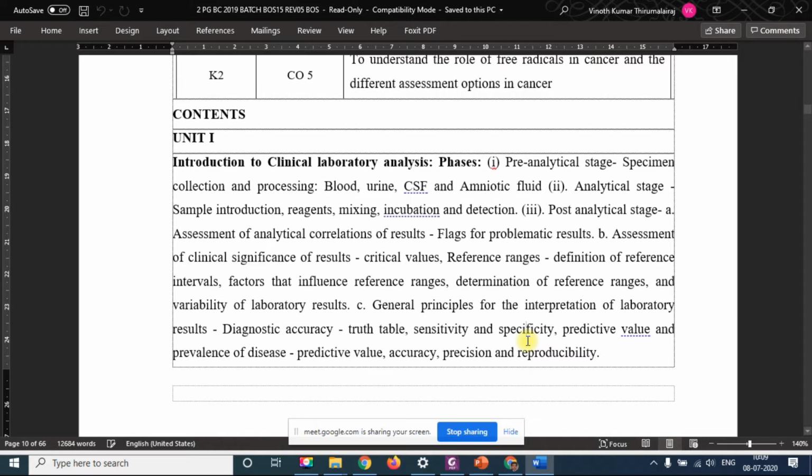For example, if somebody is giving a blood sample to analyze the serum glucose level, and you do it only one time, you get 80 milligram per deciliter. Is that true? Do you think that is true? No. Actually, you have to do it in triplicate. Three times you have to do it as per the statistical norms. And all three times you get 80 or 81 or 78, like this.